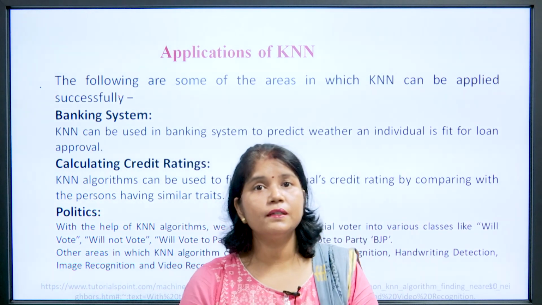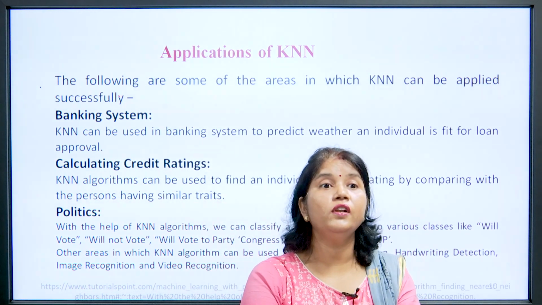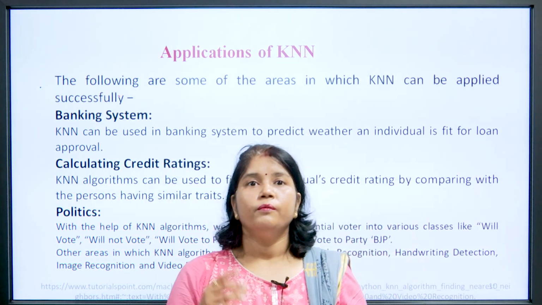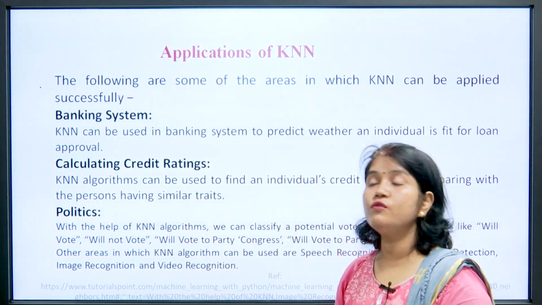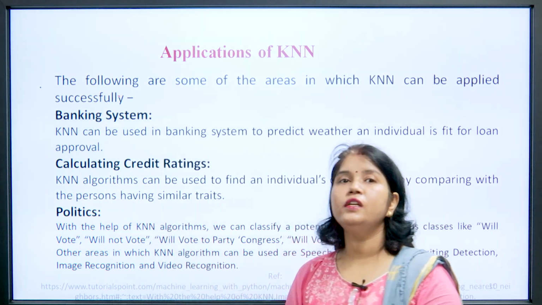So, in the banking sector, you can see here how KNN helps, how KNN works exactly. Okay. So, calculating credit rating also. The KNN algorithm can be used to find an individual's credit rating by comparing with persons having similar traits.